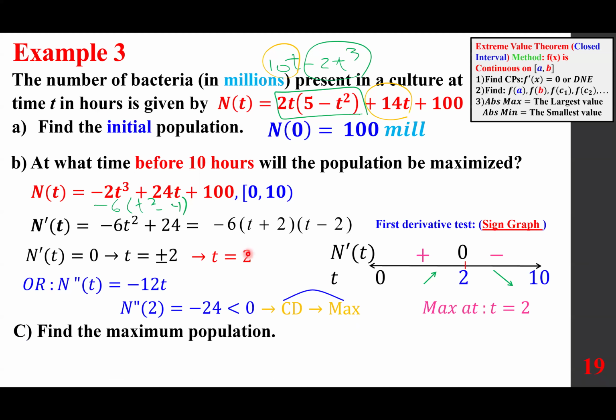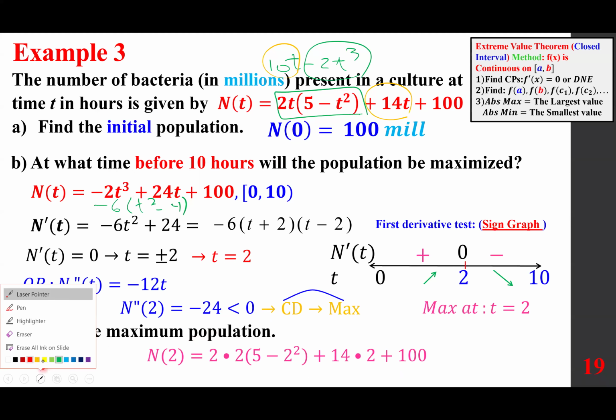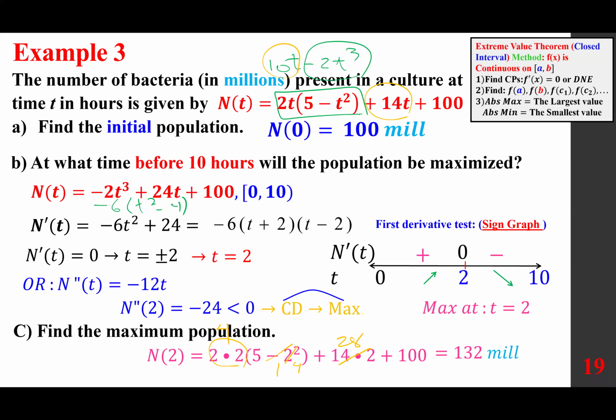So what is the maximum population? Plug in 2. Doesn't matter the original one or the one that I simplified. Either way is fine. So this one is 4. 5 minus that makes it 1. 2 times 2, 2 is 4. This is 28. They add up to 32. So 132 million. I think it was a tad easier to go with the original one.